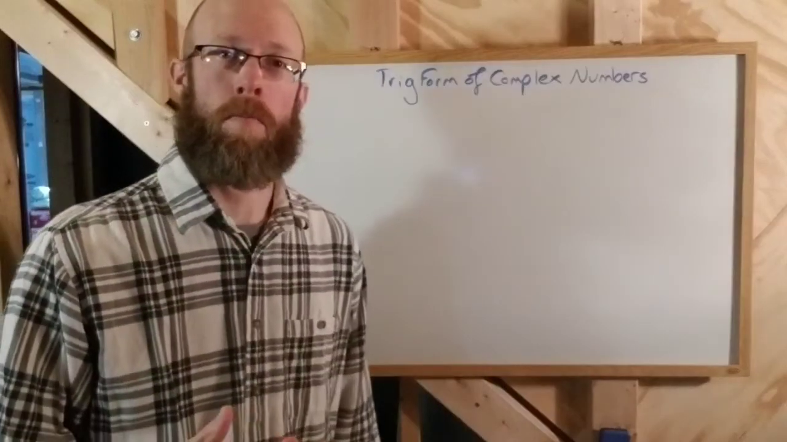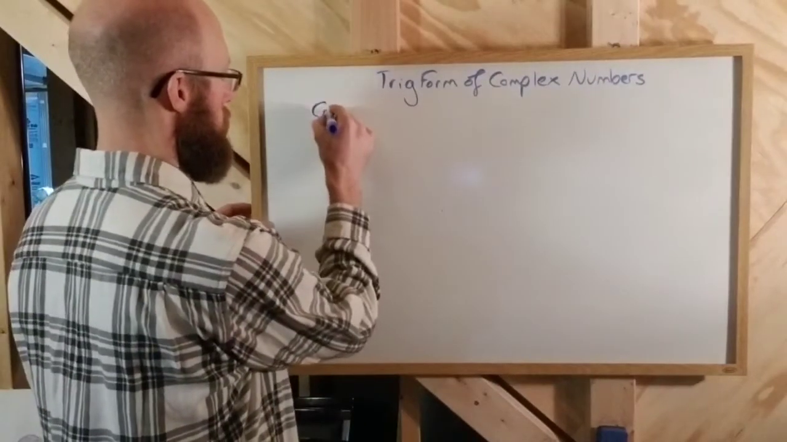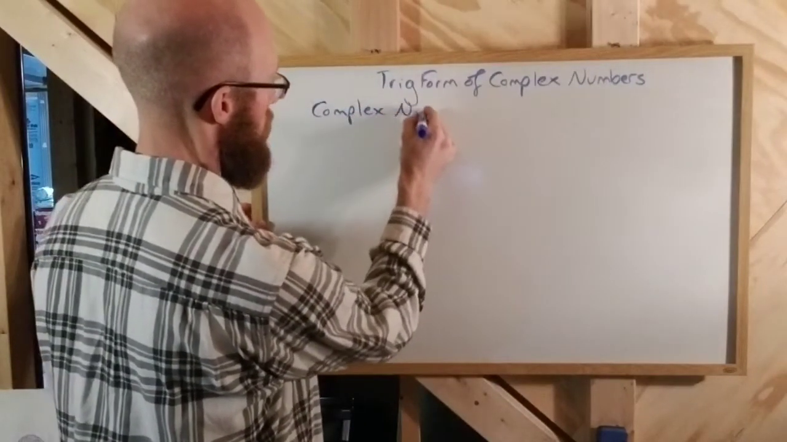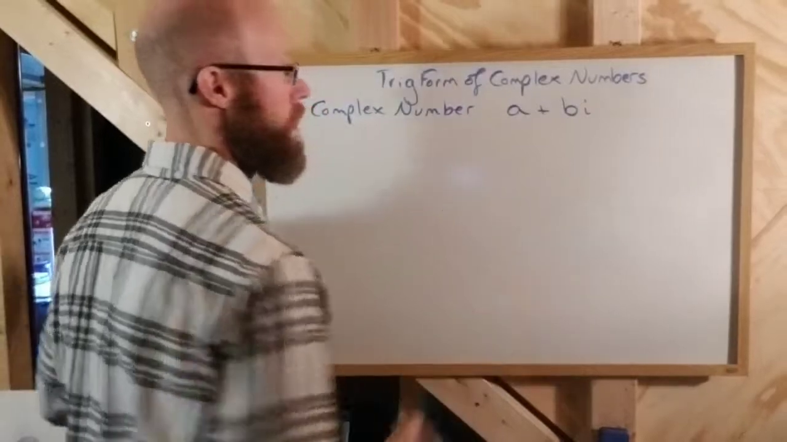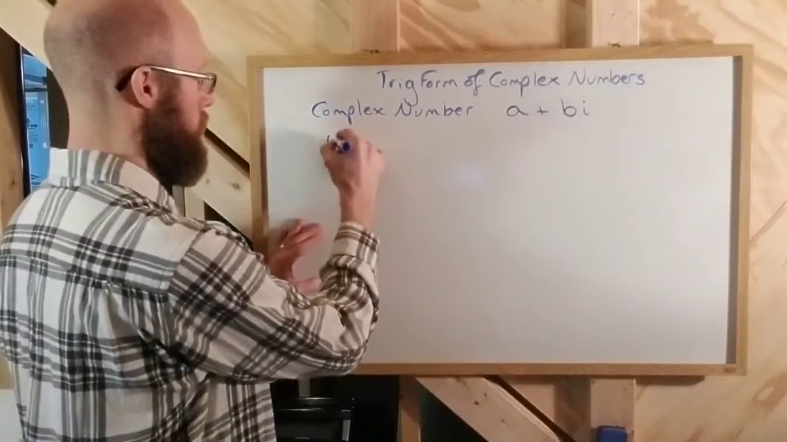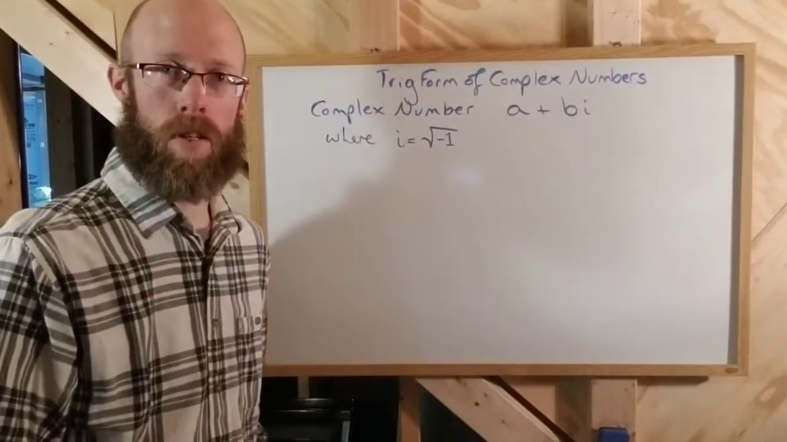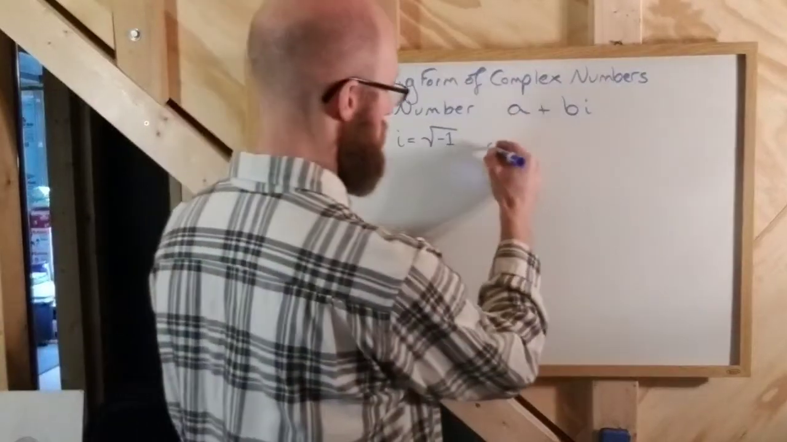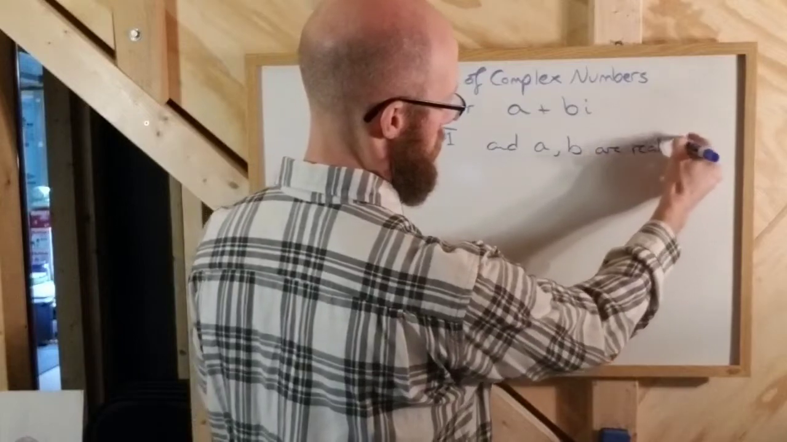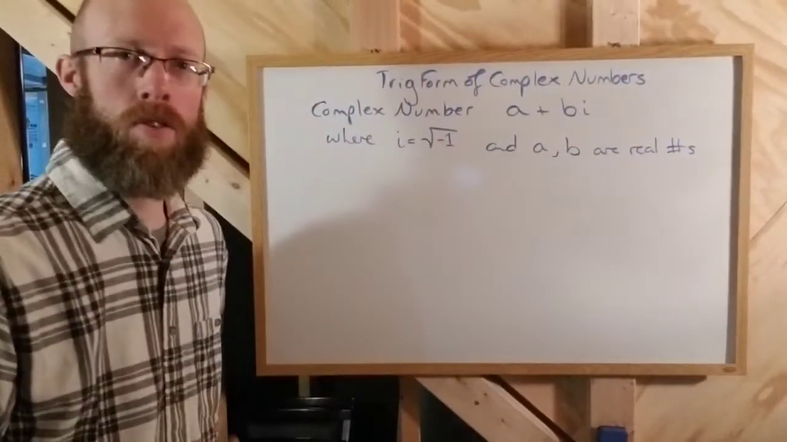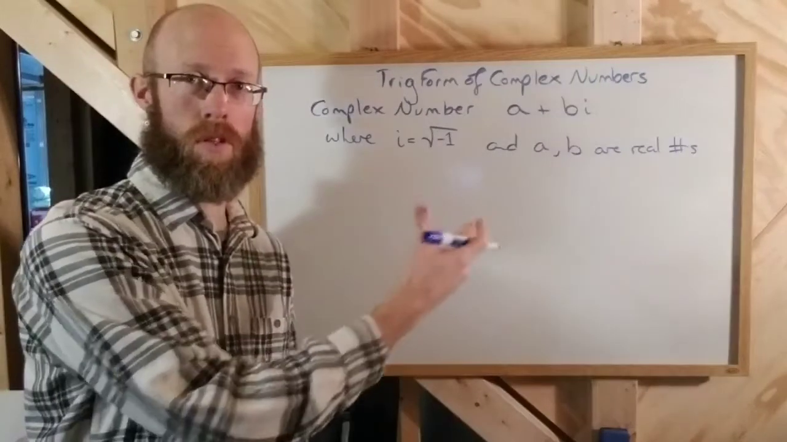Well, a complex number, remember, has two parts, a real part and an imaginary part. A complex number can always be written in the form a plus bi, where i is the imaginary unit, the square root of -1, and a and b are real numbers. Those are the definition and the different features of a complex number.